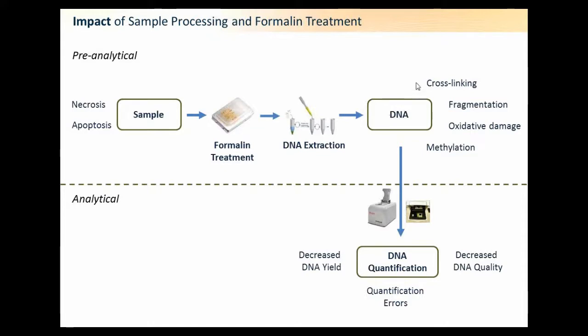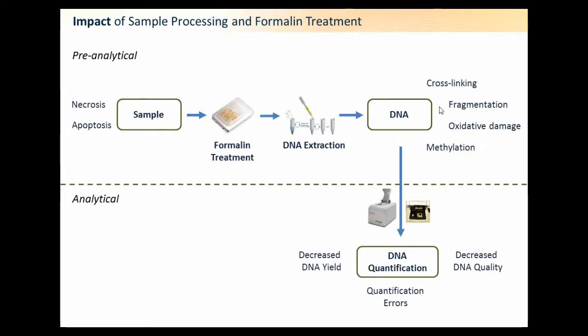And like I said, it could be highly cross-linked, it could be highly fragmented, could have oxidative damage, or could be methylated. And the extent of these modifications is governed very much by how long the sample has been either hanging about pre-formalin treatment or how long it's actually undergone formalin treatment. This will then be fed into the DNA quantification.